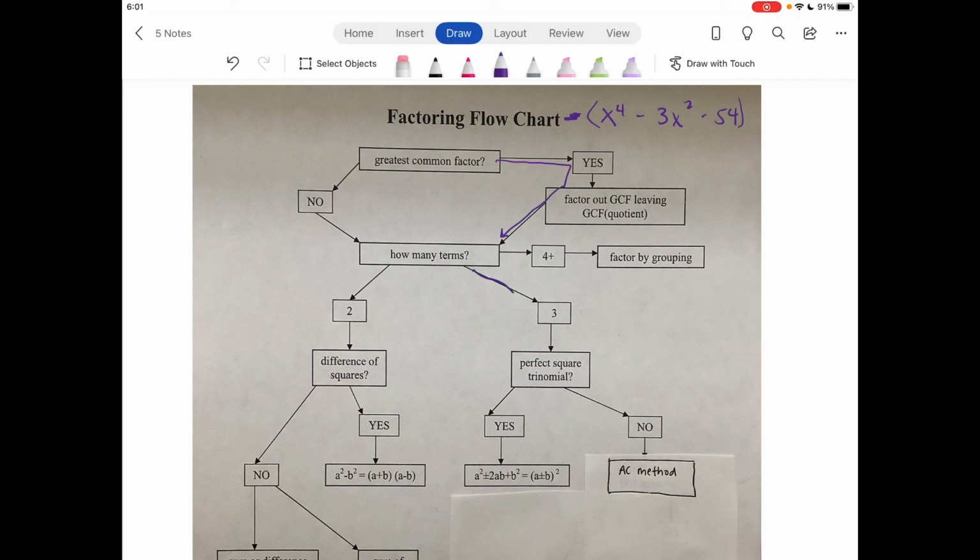Then we have 3 terms, so we're looking for our trinomials. We do not have perfect squares, so we're going to move over to our AC method. So even though we have x to the 4th power and not x squared like we normally do, we can still find 2 x squared values that are going to work. Let's see how this plays out.